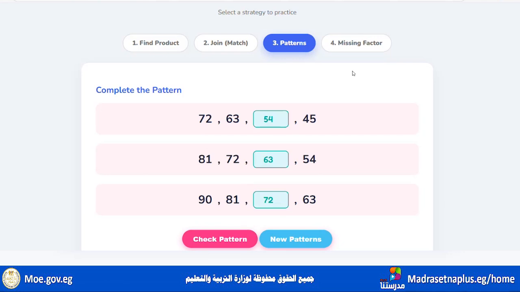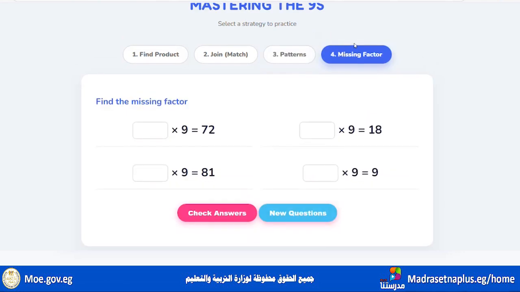Great. What about missing factor? Yes. What times 9 equals 72? Table 9, multiple of 9. Which number is missing? 8. Yes. Which number times 9 equals 18? 2. Yes. Yes, 9. Yes, 1.